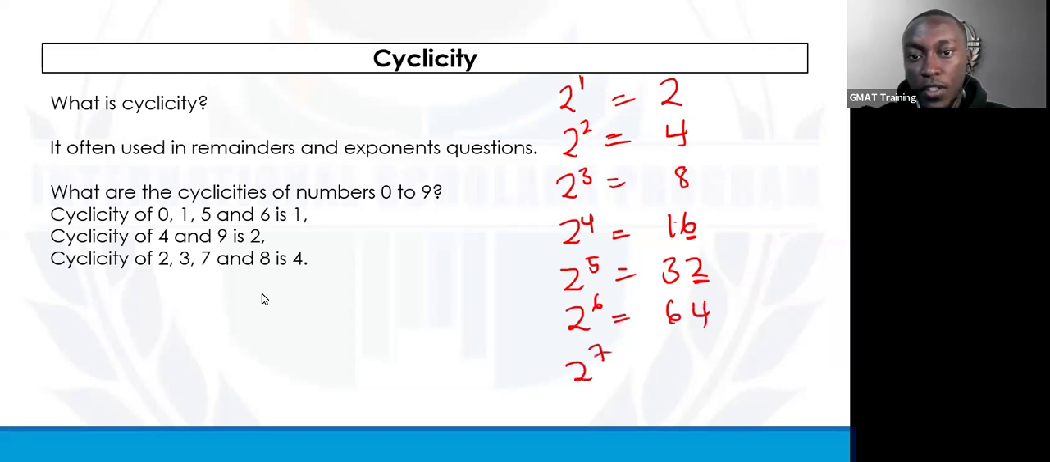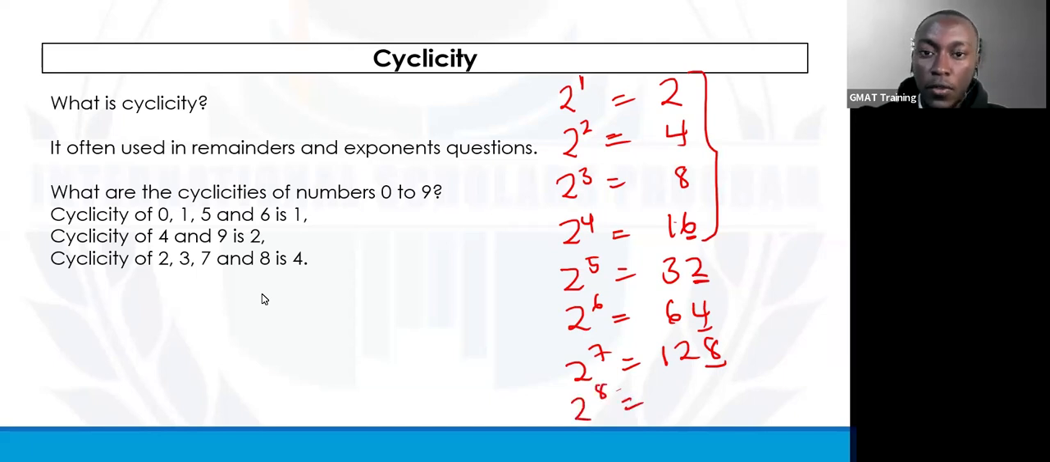2 to power 7 equals 128, last digit is 8. So notice the pattern: 2, 4, 8, 6, that's 1 cycle. If you take 2 to power 8, this will give you 256, I believe. Yeah, 2, 4, 8, 6 for the last digit. So it has a cycle of 4.